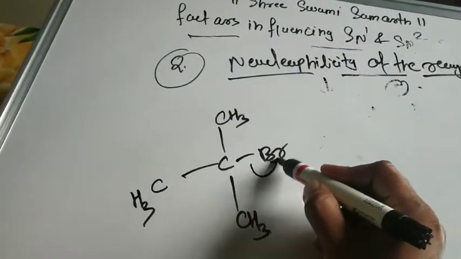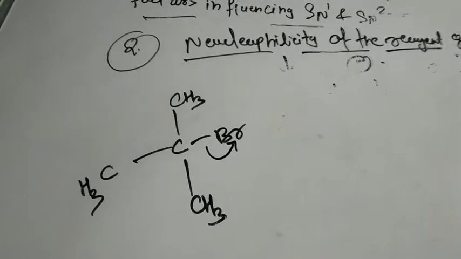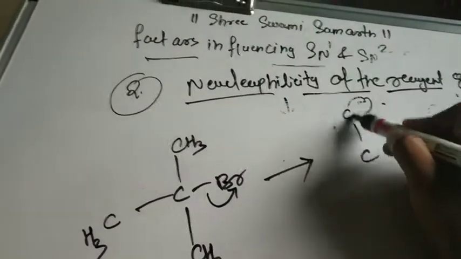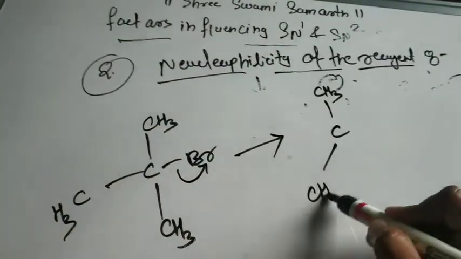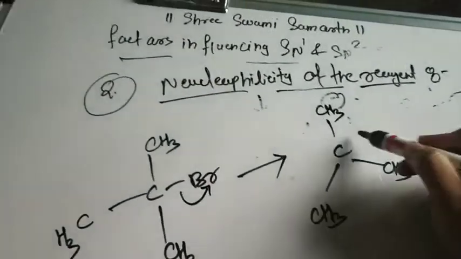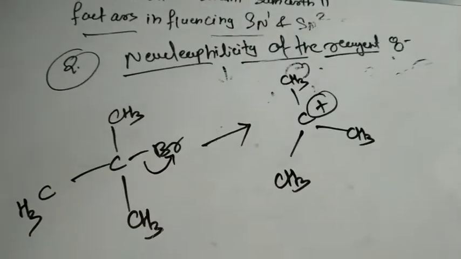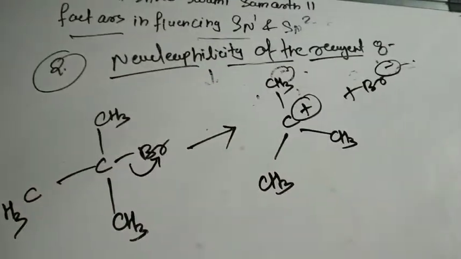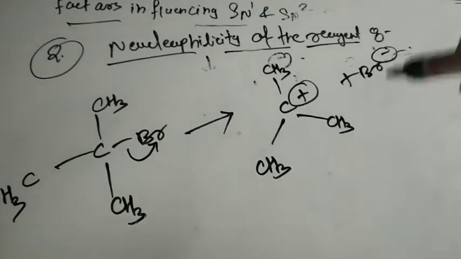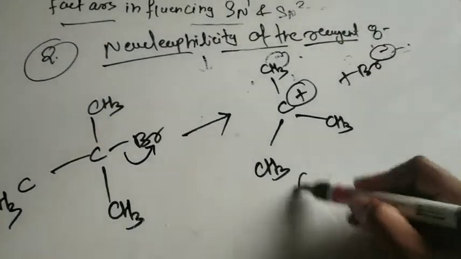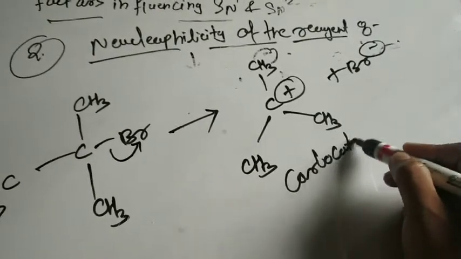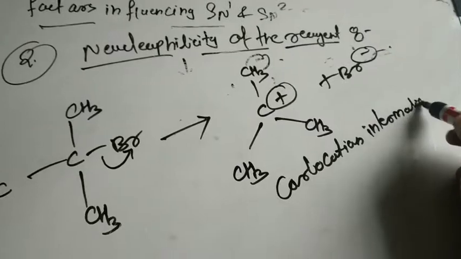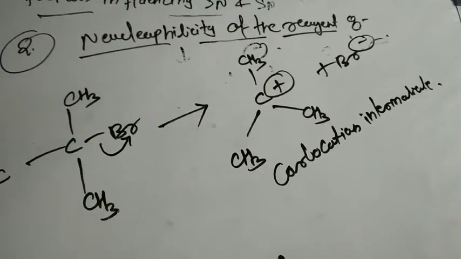The C-Br bond is broken. The carbon and bromine bond is broken, and it will get converted into a carbocation. See, this is the carbocation, CH3 and CH3, a carbon containing a positive charge, right? Plus Br minus. So now the first step is done. This is the first step where there is a conversion into the carbocation, and this is called the carbocation intermediate, right?